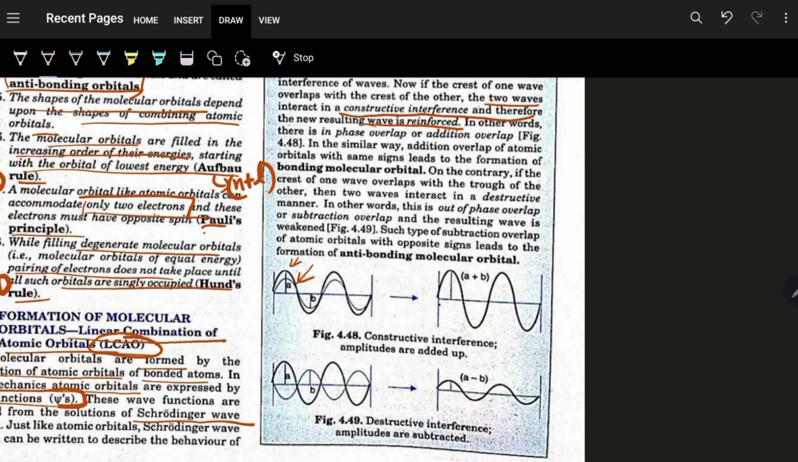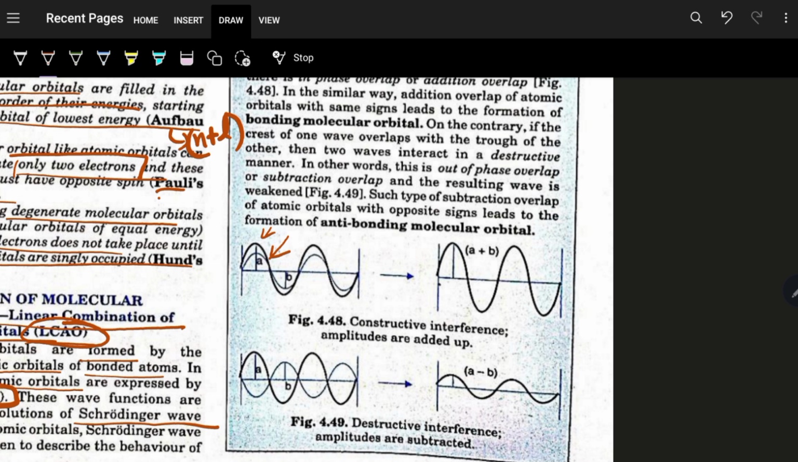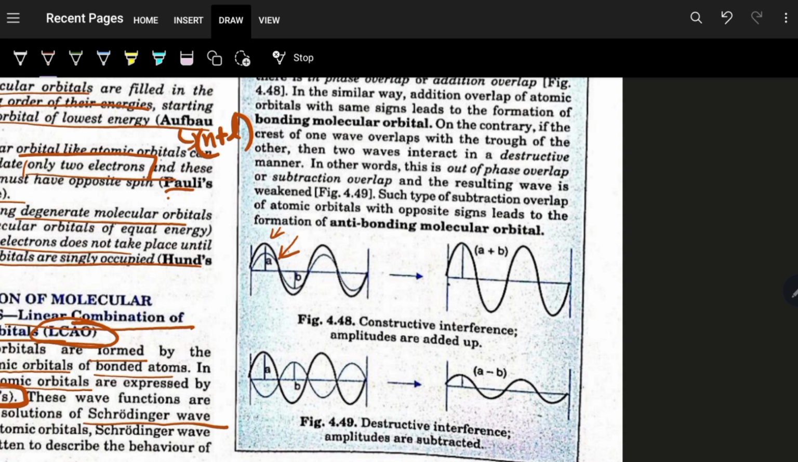In contrary to it, for antibonding molecular orbital, two waves overlap in an antibonding manner, means the crest of one will align with the trough of the other. This is called antibonding wave interaction, which is a destructive interaction, which is a subtraction overlap taking place.